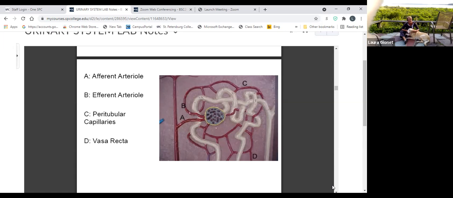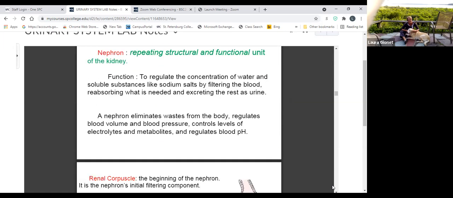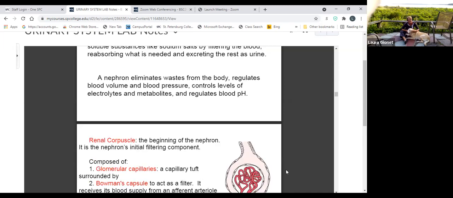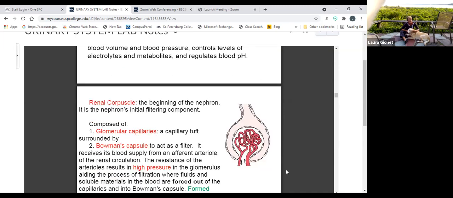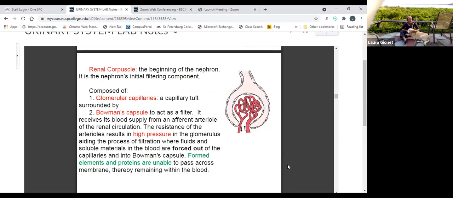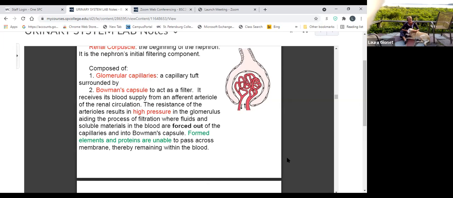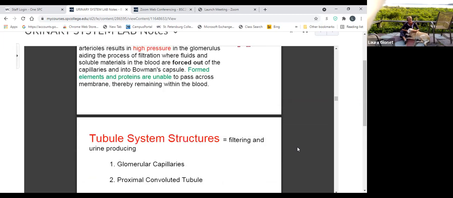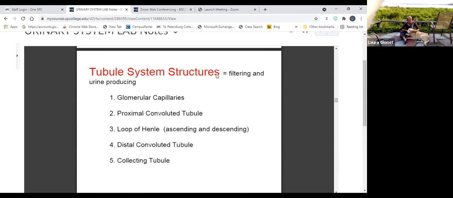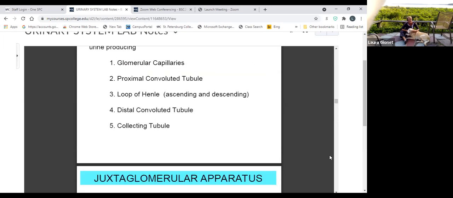I love that. The microanatomy: the nephron is the repeating structural and functional unit of the kidney. Very important to know. All right. It talks about the nephron eliminating waste and so forth. We control blood pressure here. We contribute to blood volume, blood pressure. The renal corpuscle, its composition. We have hydrostatic pressure that filters just like any place else at a capillary bed, right? The tube system thereafter is filtering and urine producing: the glomerular capillaries, the PCT, loops, and the distal convoluted tubule.